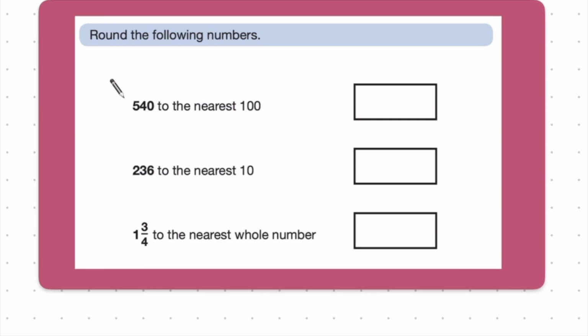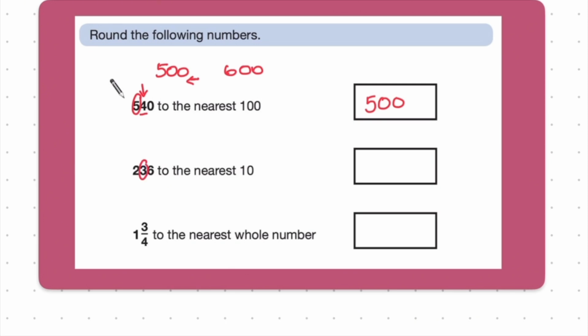540 to the nearest 100. So we're going to circle our 5, underline our 4. Our 4 is telling us to go down, 0 to 4, slide to the floor. So we know our nearest 100 is 500 because our only options are 500 and 600, and 540 is closer to 500.